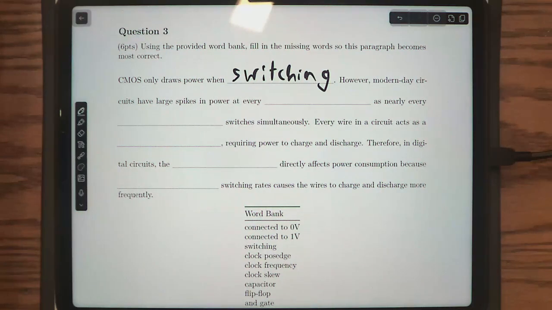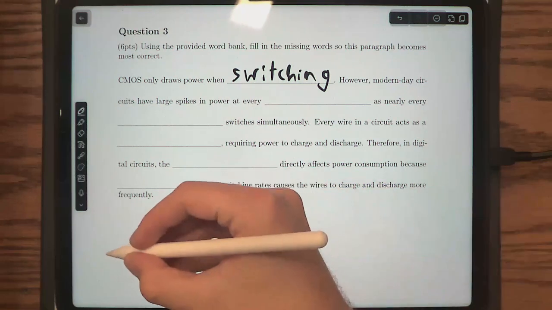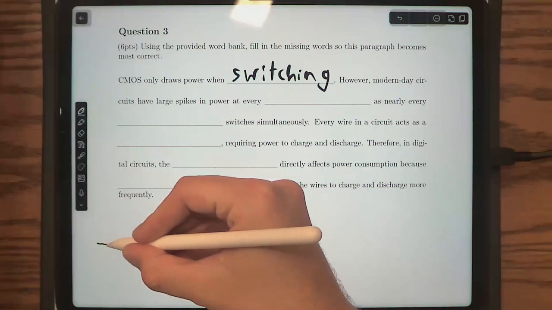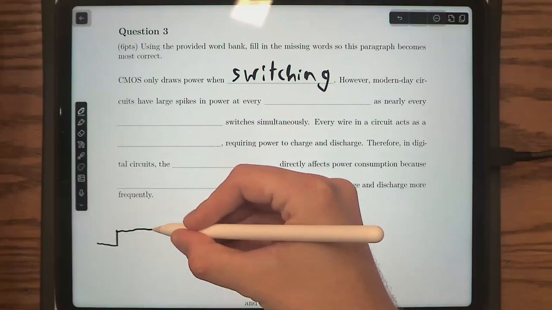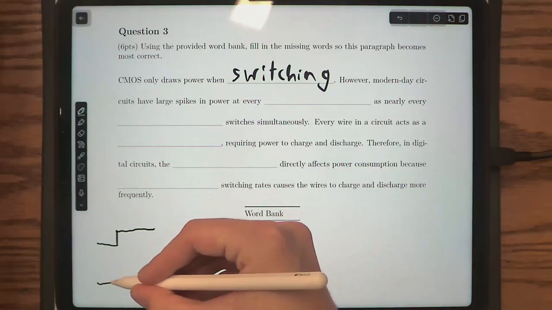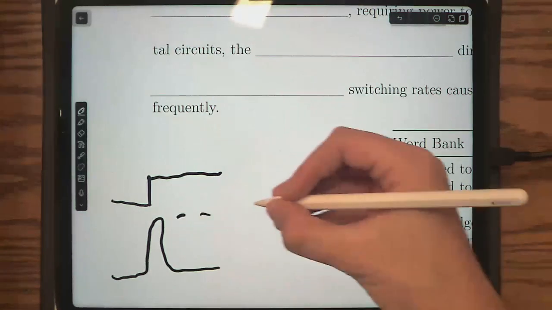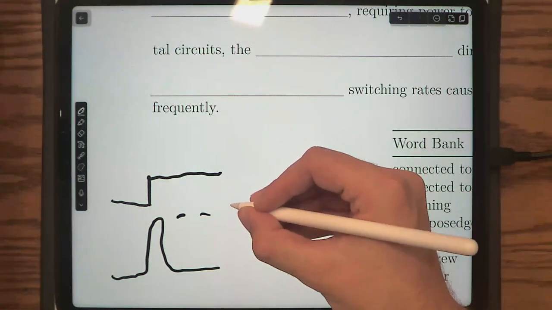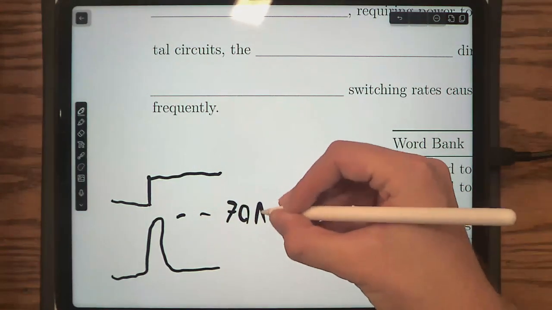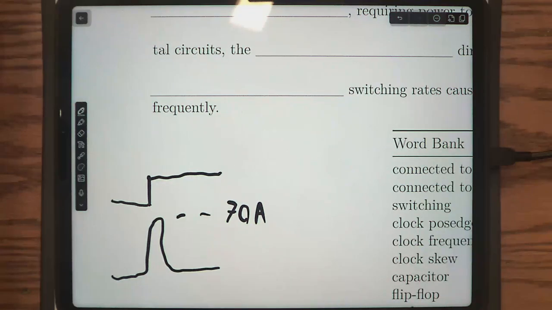And then the purpose of a lot of CAD tools nowadays, computer-aided design tools, is to try to even out the big old spikes. If we imagine that this would be current, and let's say this is the clock edge, instead of a big spike, maybe like this, maybe this would be at 70 amps, right? A lot. Can totally happen.